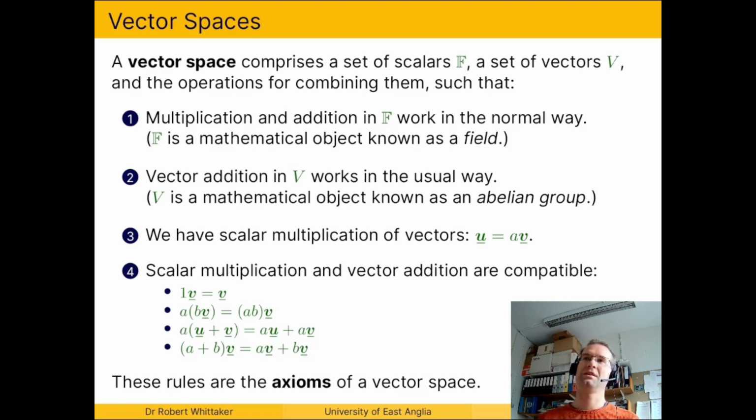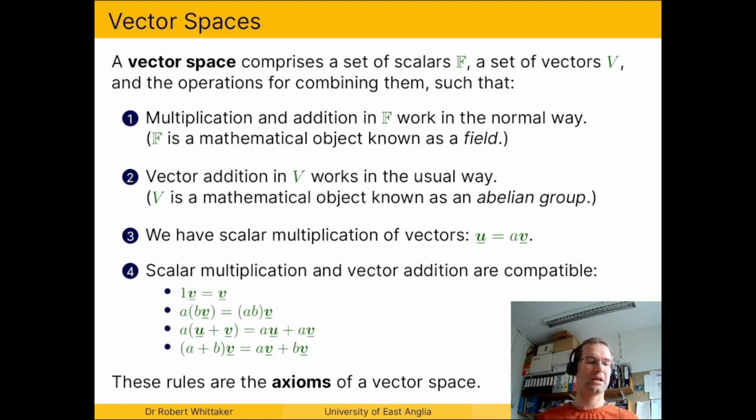So first of all, we need multiplication and addition to work in the set of scalars F in the usual way. And it turns out F needs to be a mathematical object known as a field. We also need vector addition to work in the usual way. And it turns out that V needs to be a mathematical object known as an abelian group.